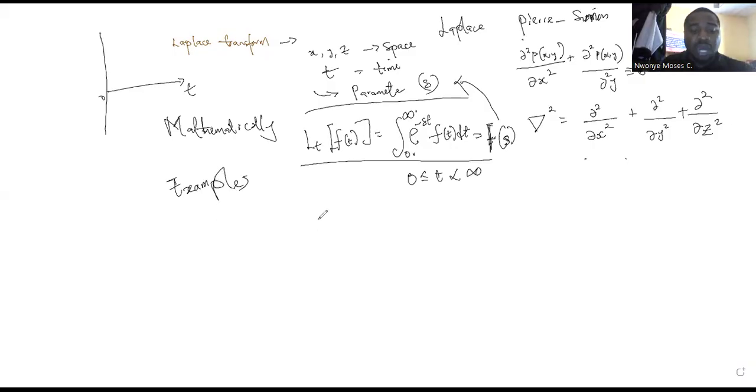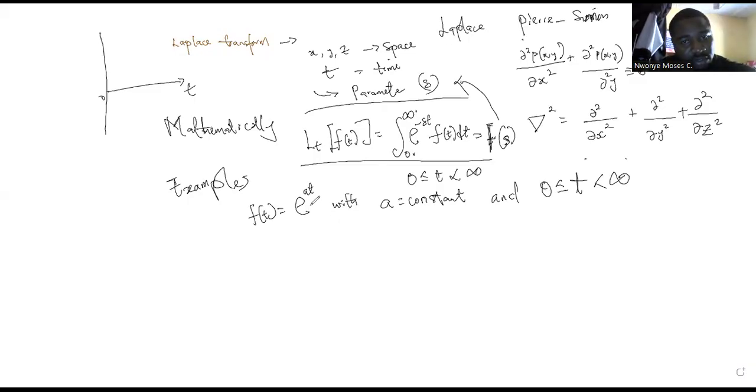Now, in this example, I'm going to pick the exponential one first to just get it done. For example, if you have a function of time which is exponential, let's say e to the a t, with a being a constant. So we're going to be treating the variable a as a constant, and the fact that 0 is less than or equal to t, which is less than infinity. This is the function we want to transform using Laplace transform. Now, let's do this one after the other.